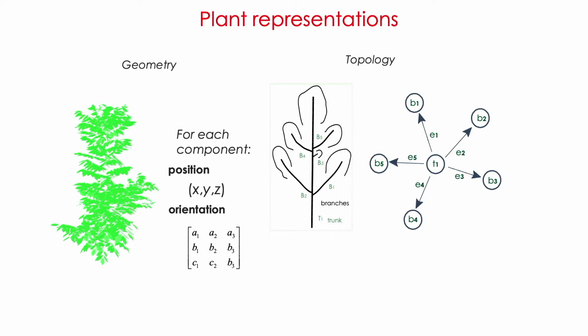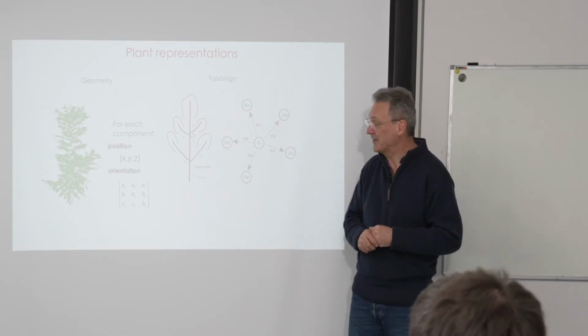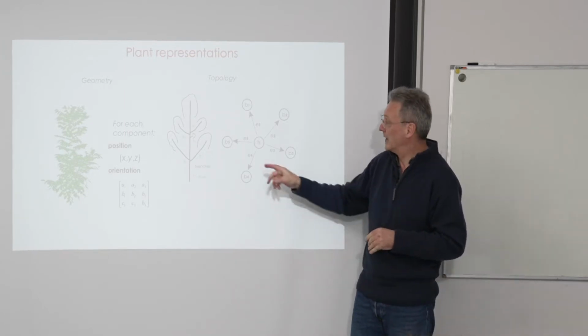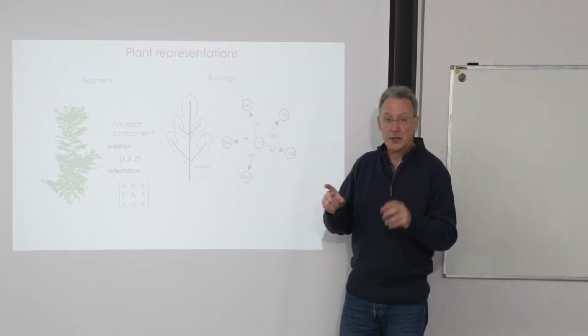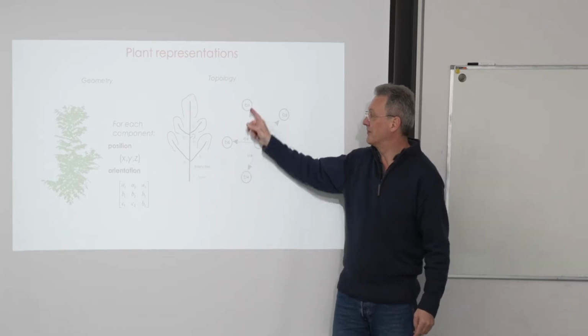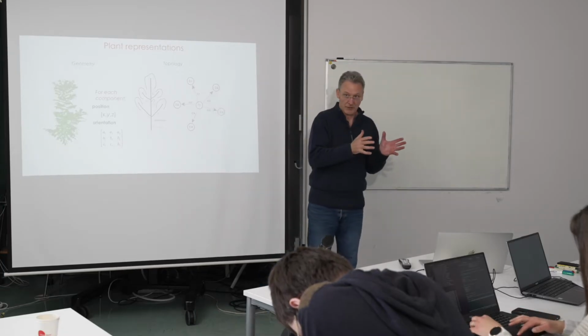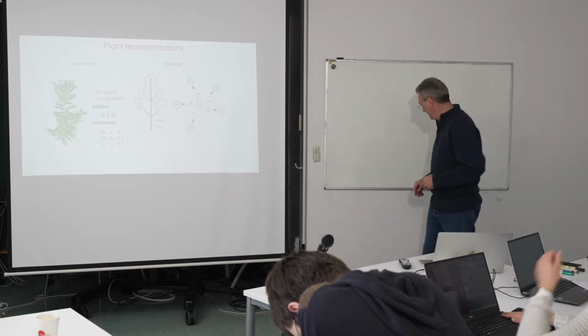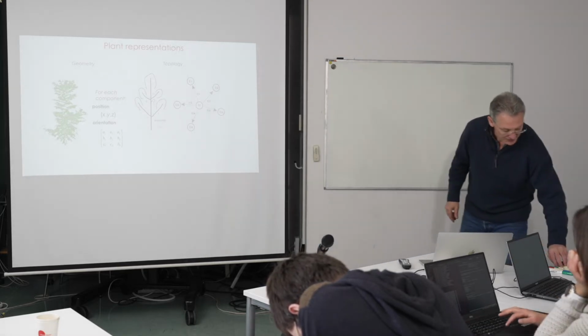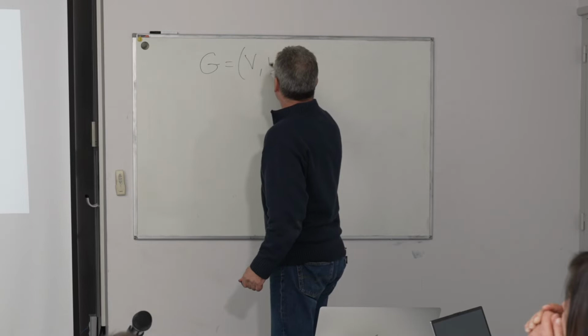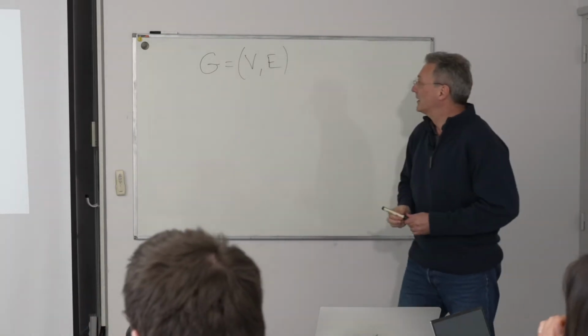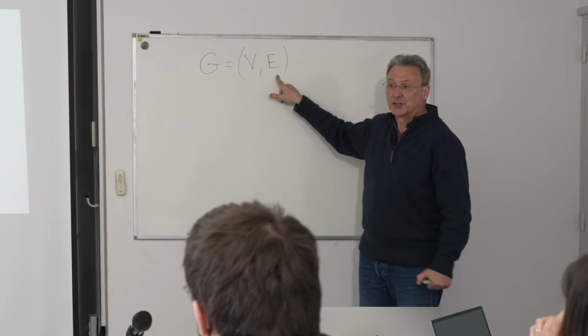On the other hand, if I want to represent the topology, what should I use? Here there is a notion in mathematics that is very convenient for this, which is the notion of graph, where each element of the plant, let's say that I have branches mainly, is represented by a node in my graph. So a graph is a set of nodes and edges, usually written in this way. This is a set of nodes, and this is a set of connections between the nodes.